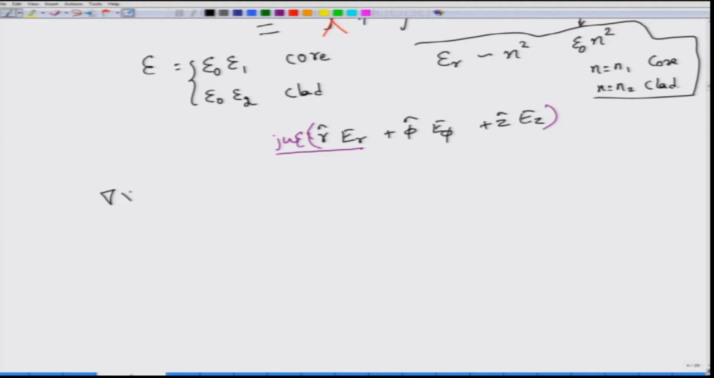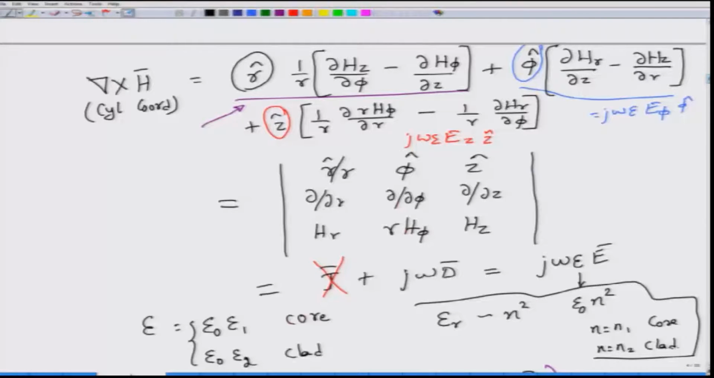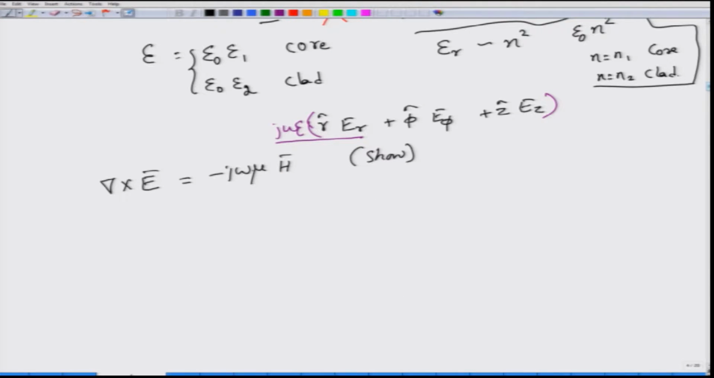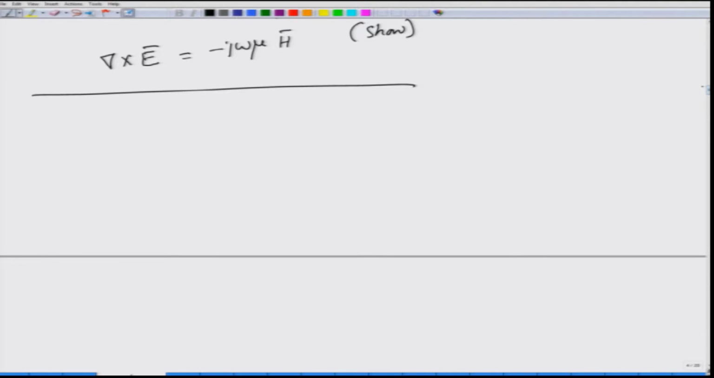Then you also have Faraday's law, which is del cross E is equal to minus j omega mu H. I will leave this as an exercise to show. Okay. So, del cross E again will have the same 3 variables. In place of H you can simply replace E, and you will have to equate this one to the right hand side. In the right hand side you will have minus j omega mu H. Okay. So, let me just write down, it will take some time, but I would like to just write down this one so that you see all the equations at one side. Okay. So, let me just write down these equations.